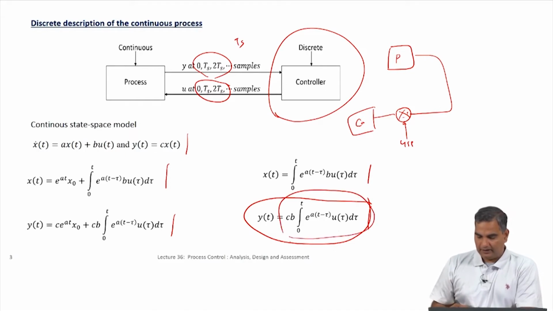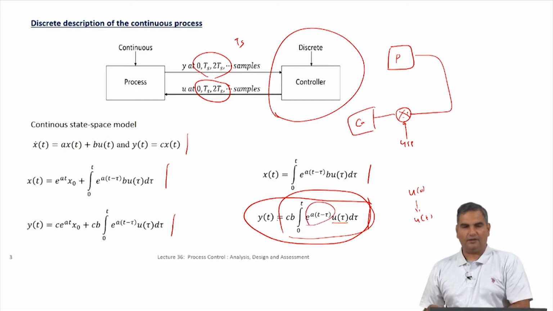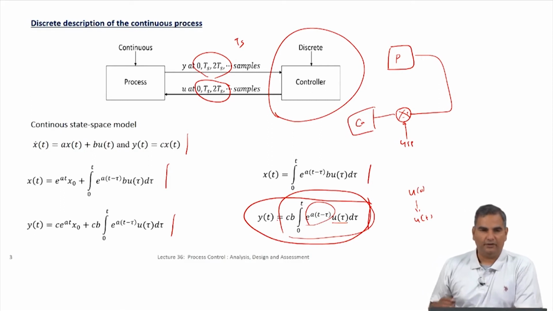integral right here, and if you notice this tau goes from 0 to t. So, u of tau, that means u of 0 to u of t, all the values of u are taken into account and they are somehow weighted by some function to get me an output value. So, this is a key insight that we are going to derive from this equation. So, let me repeat this.